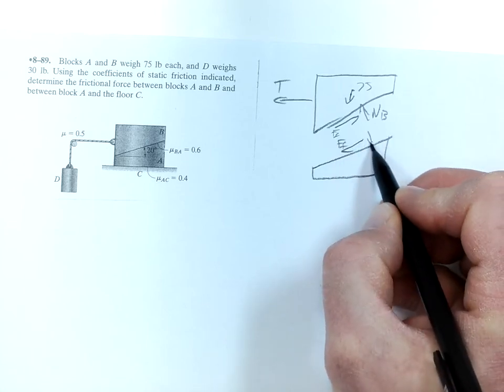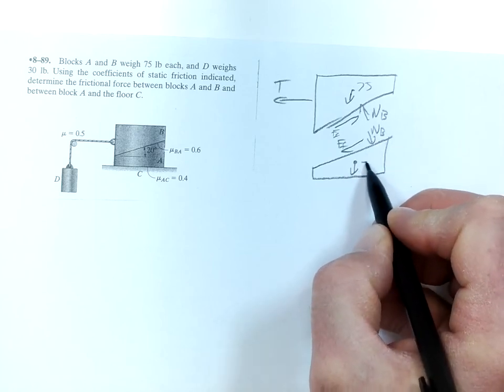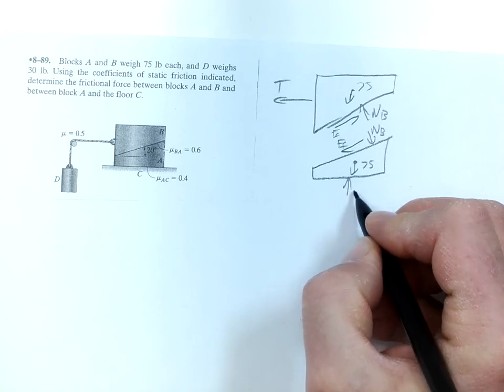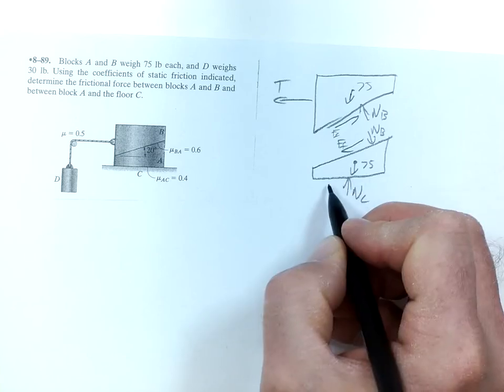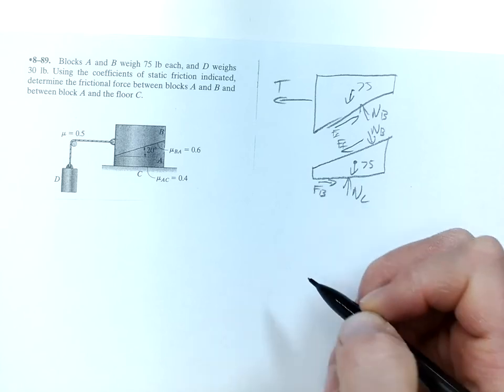We got NB down, 75, the center of gravity. Call it normal C up, and FB over.